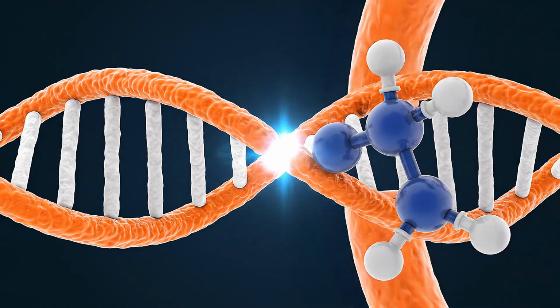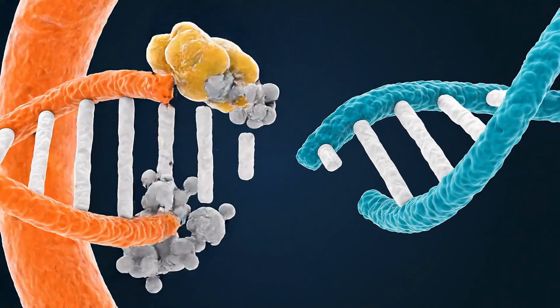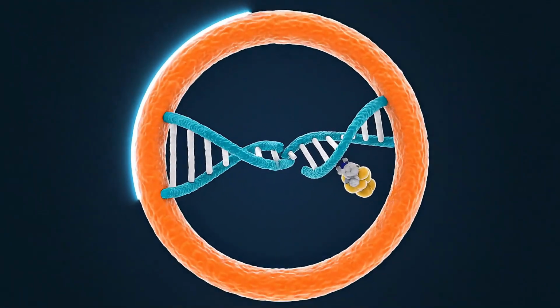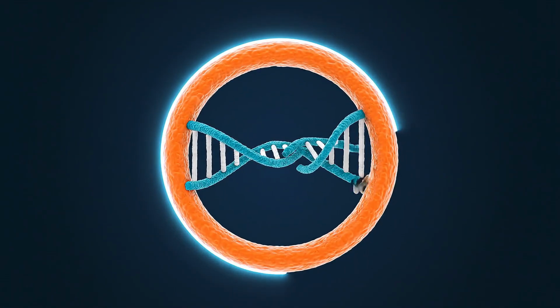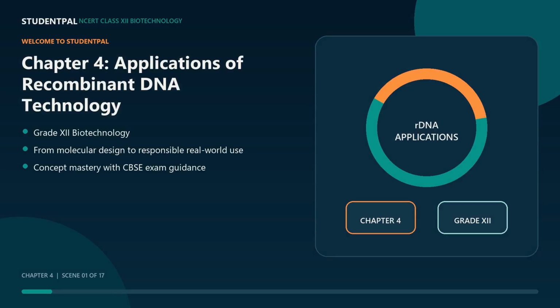Welcome to StudentPal. In this Grade 12 Biotechnology lesson, we are beginning Chapter 4, Applications of Recombinant DNA Technology. This chapter asks what happens after scientists can isolate, clone and express DNA. The answer extends from identification and agriculture to gene therapy, vaccines, antibodies, and therapeutic proteins.